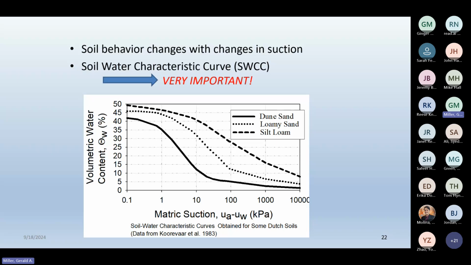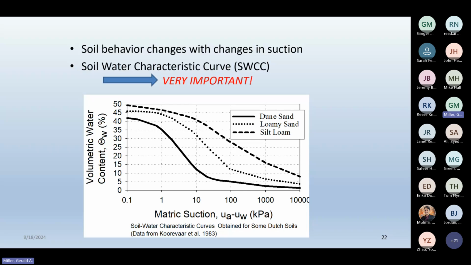So here's some data from the literature for a silt loam, a loamy sand, and a dune sand. And you'll see for the dune sand, the maximum suction, as we approach residual, we're between 10 and 100 kPa. But for the loamy sand and silt loam, the suctions are much higher, and the range of suction of interest is much higher. So that's an important thing to think about.